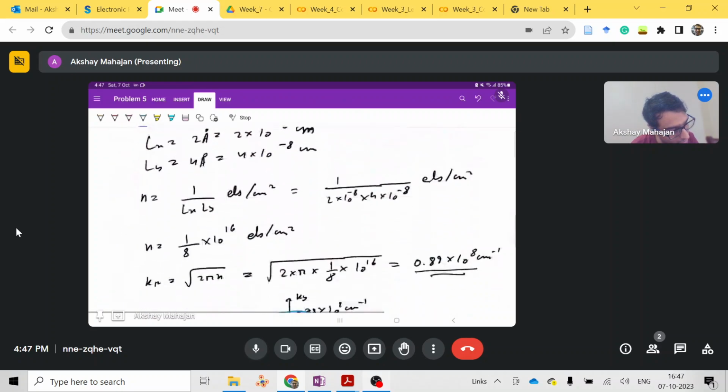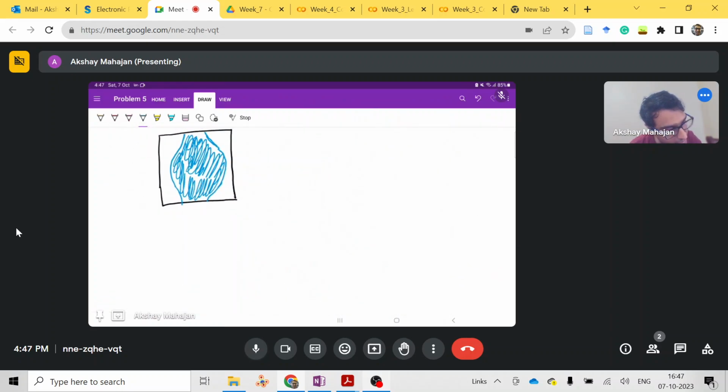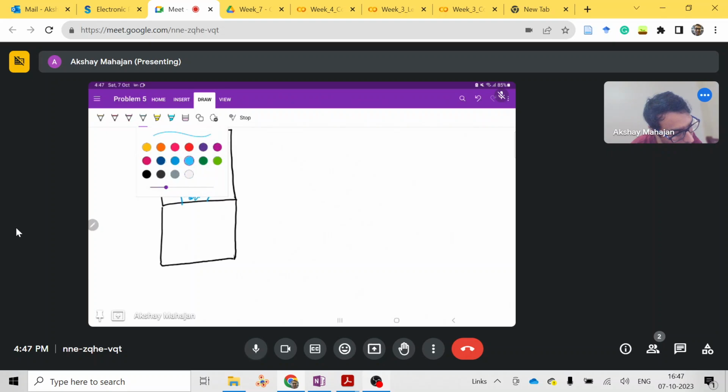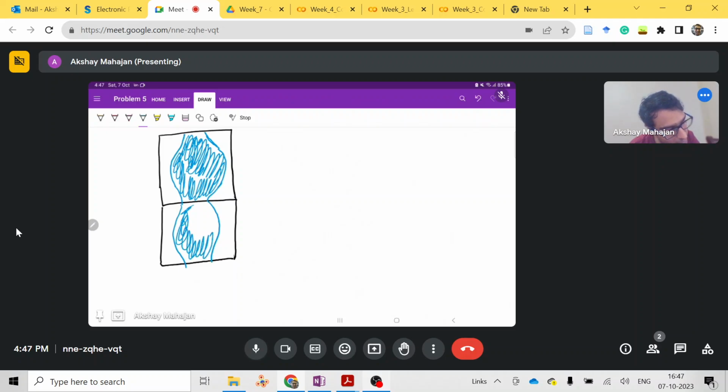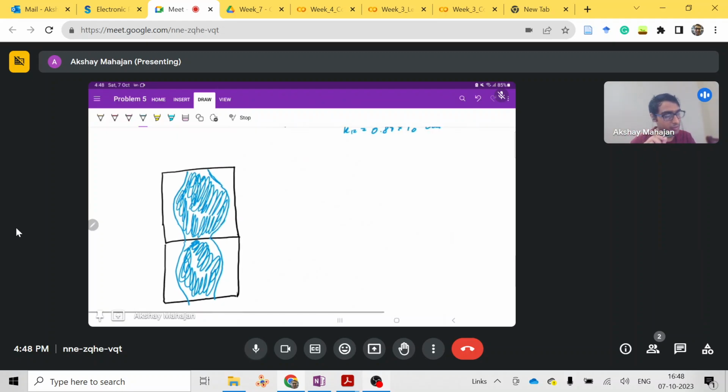Okay, so if I just repeat it, I can just repeat it like this. So I will have something like this. Then this color is not the same. Just repeat this. This will be just repeated. Alright, so this is my first band.